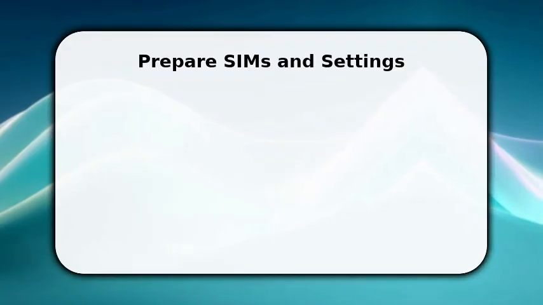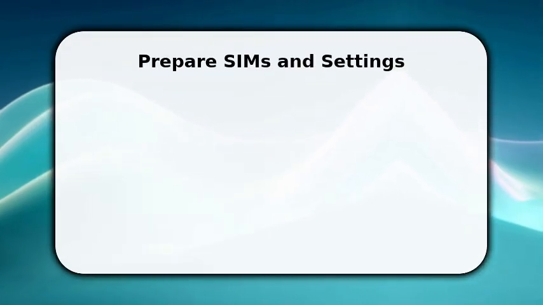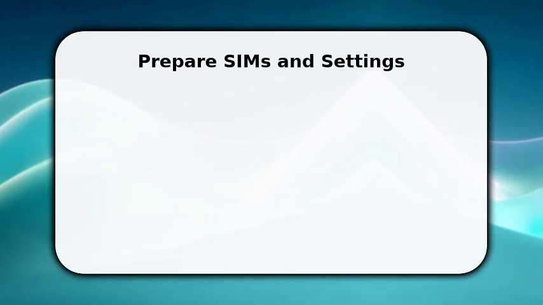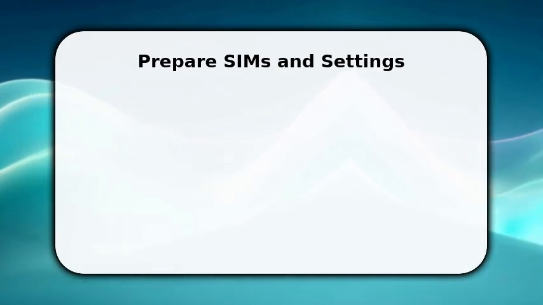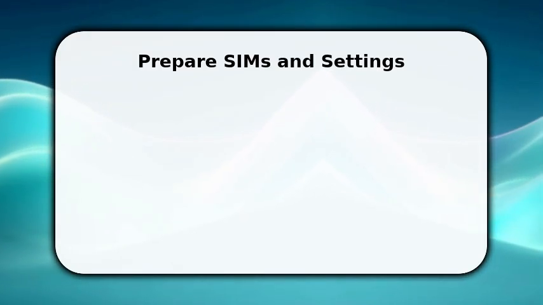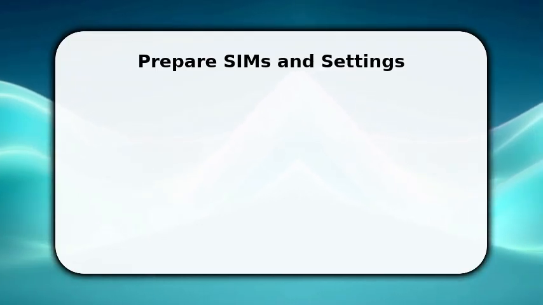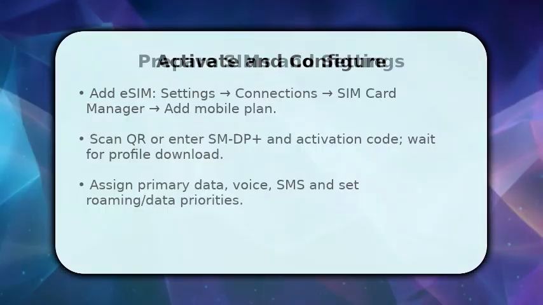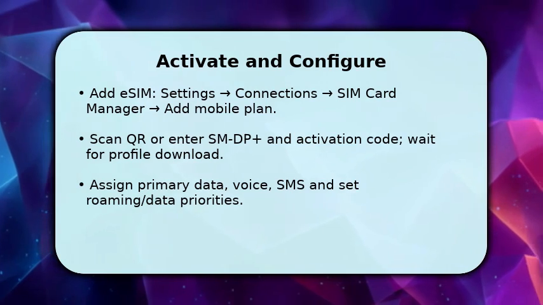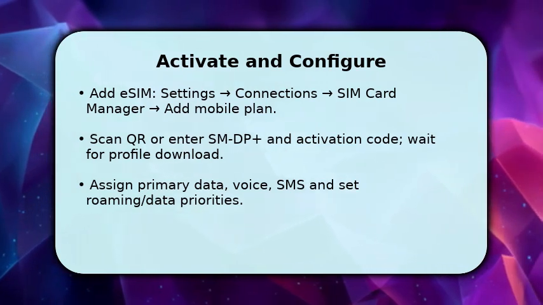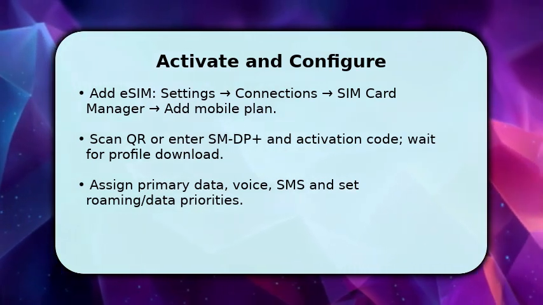Once done, open Settings and go to Connections, then SIM Card Manager to view current slots. This gets you to the right screen quickly. Make sure your network is reachable while activating an eSIM. Because the phone supports it, you now add the second line. Choose Add Mobile Plan and scan the carrier QR or manually type the SM-DP+ details.